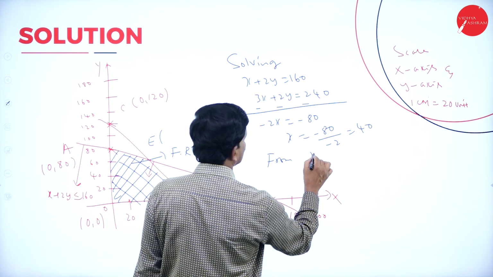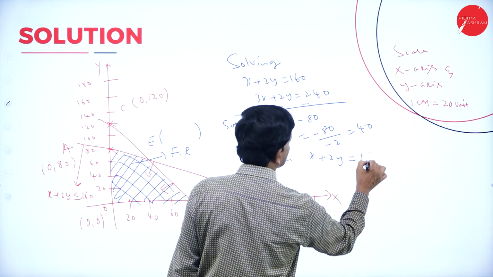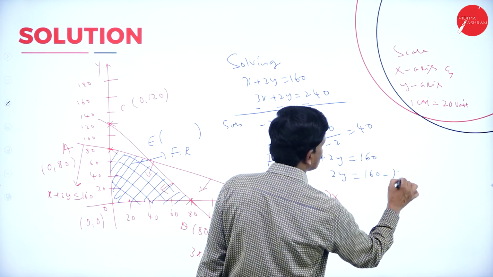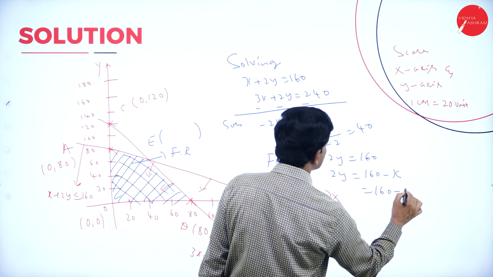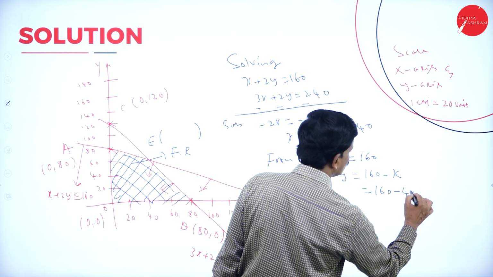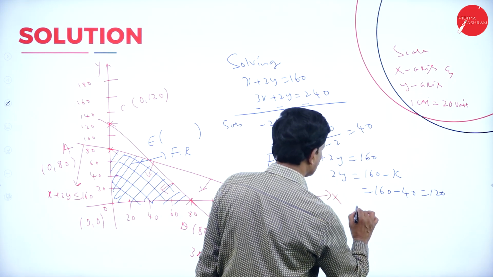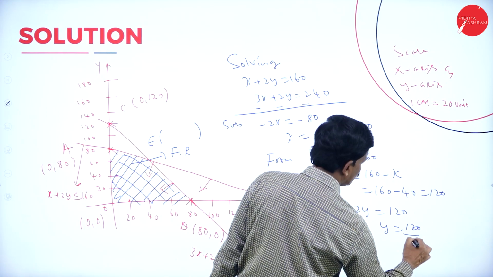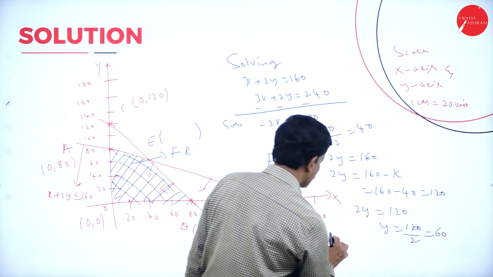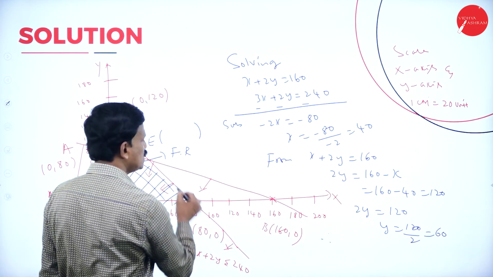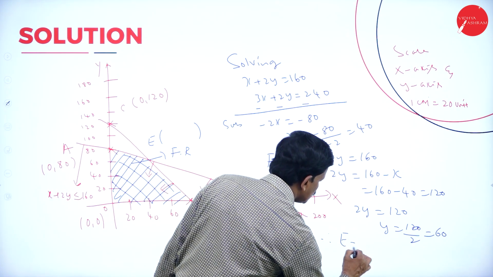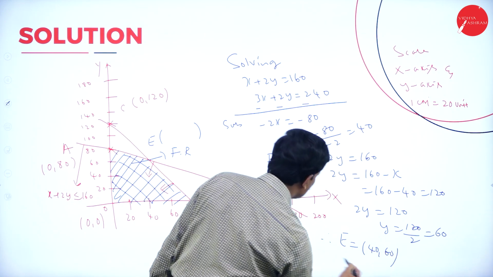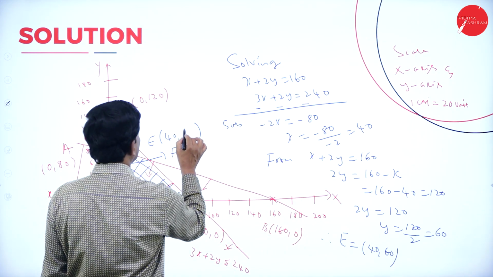Now, from x plus 2y is equal to 160, what is required to find is 2y is equal to 160 minus x. That is 160 minus 40, which is equal to 120. 2y is equal to 120. Therefore, y is equal to 120 by 2, which is 60. Therefore, the required point E is x is 40, y is 60. So, this is 40, 60.